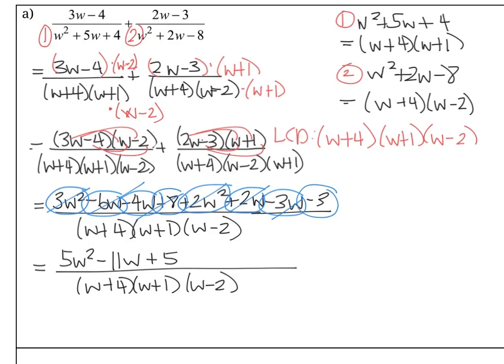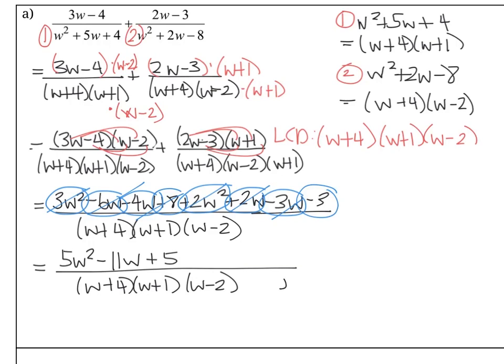So now we just have to check if we can factor this numerator now that we simplified it. So we'd have to factor this by decomposition. So we're looking for two numbers that multiply to 25 and add to negative 11. And unfortunately, there are no numbers that satisfy this, which means we're done as long as we include our restrictions.